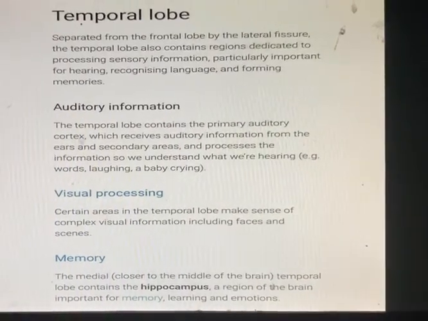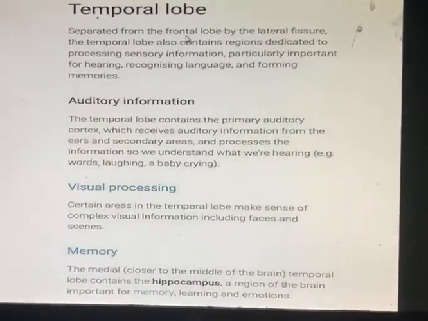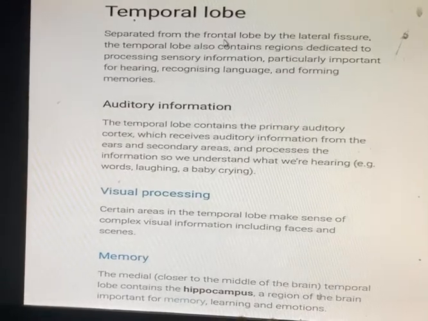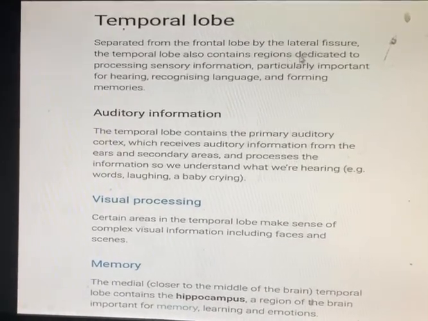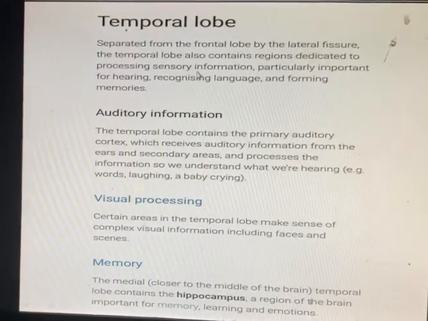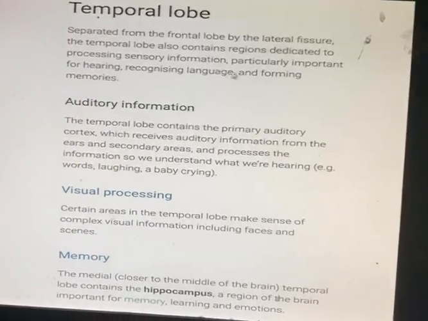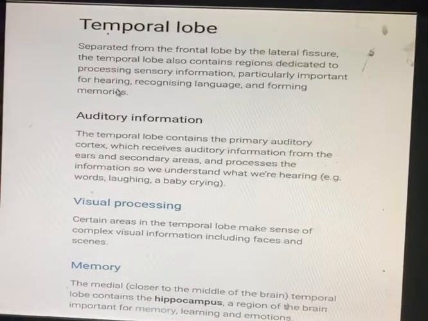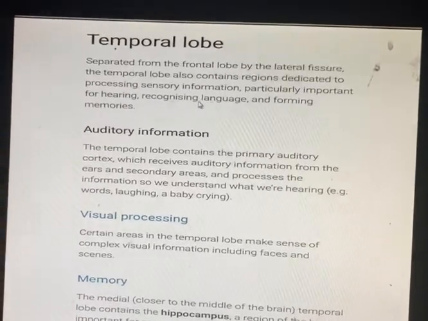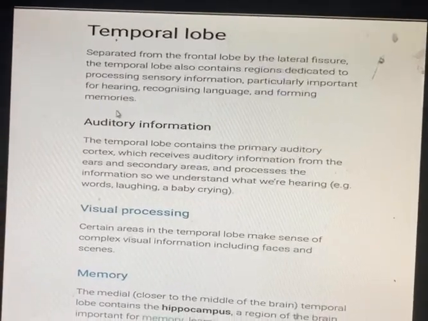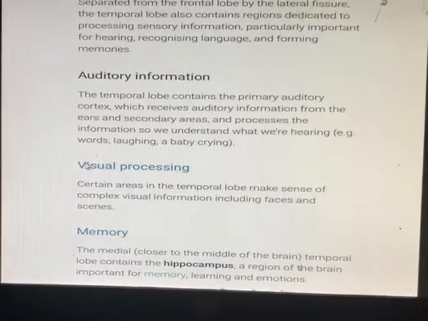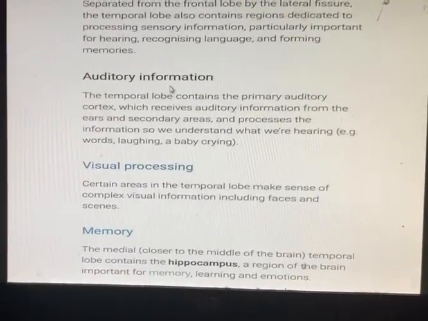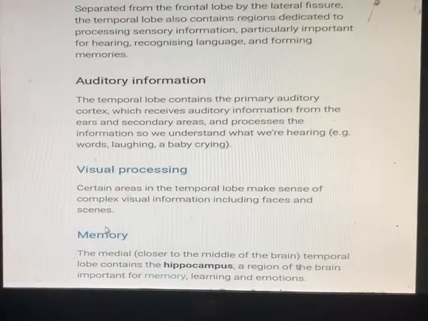Temporal lobe. This one is separated from the frontal lobe by the lateral sulcus. The temporal lobe also contains regions dedicated to processing sensory information, particularly important for hearing, recognizing language, and forming memories. This has different important functions. You see, auditory information, visual processing, and memory.